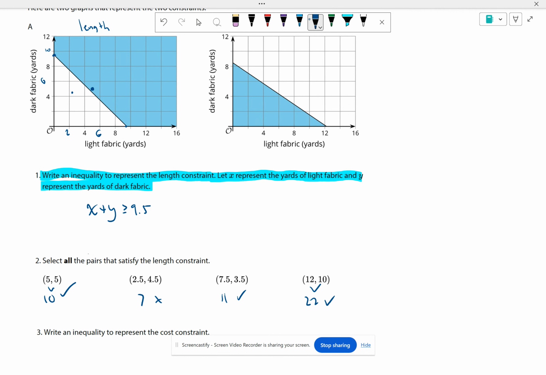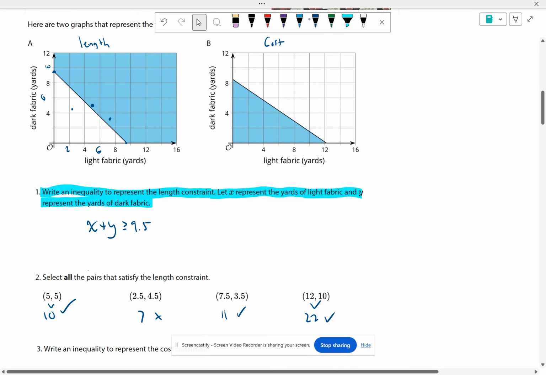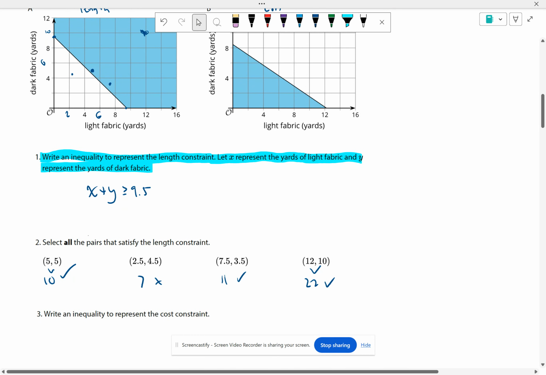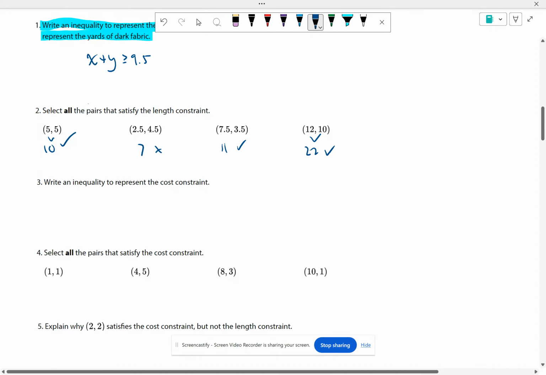And if I go 7.5, 3.5, that's going to be somewhere around here, which again is in the shaded region. And 12, 10, boy, oh boy, is that in the shaded region. That is certainly a solution to that first inequality. Now, number 3 here, the inequality represents the cost constraint.